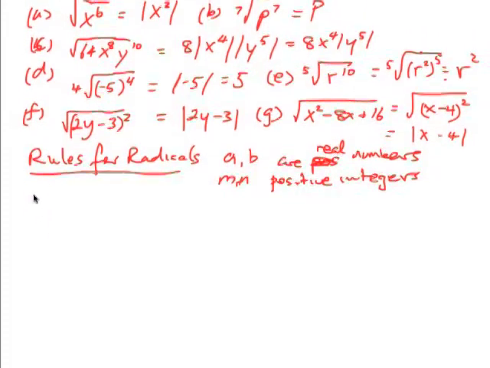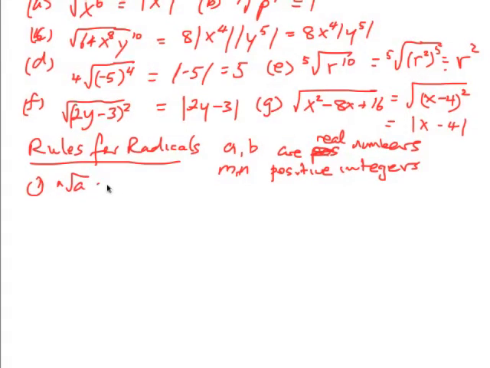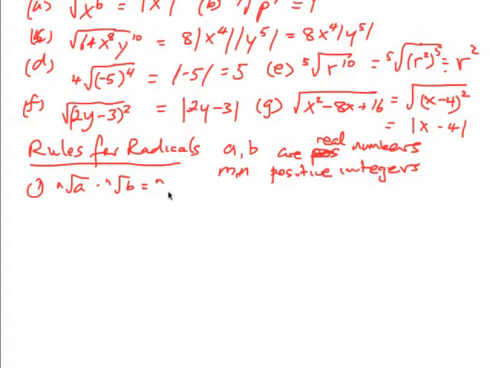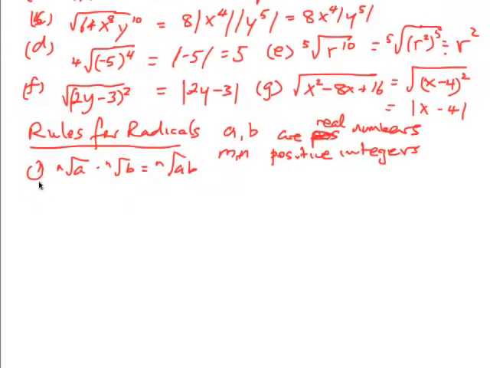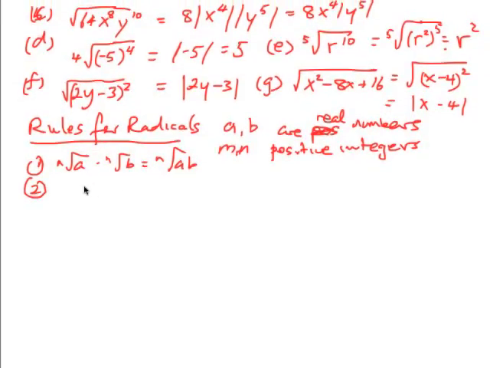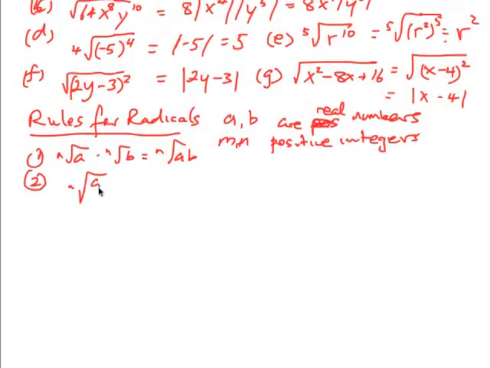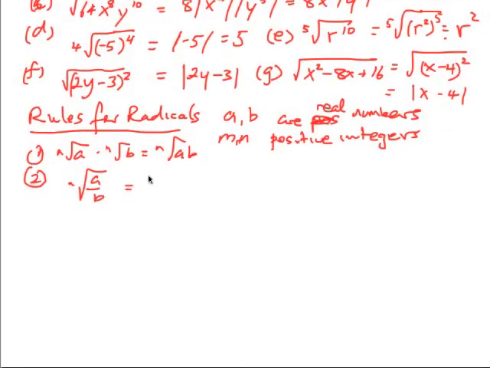Okay, so what we have here is rule number 1, the product rule. If I have the nth root of A times the nth root of B, this is simply equal to the nth root of AB. Number 2, we have what's called the quotient rule, which says that the nth root of A over B is simply equal to the nth root of A over the nth root of B. Of course, B can't be equal to 0 here. We'd be trying to divide by 0.